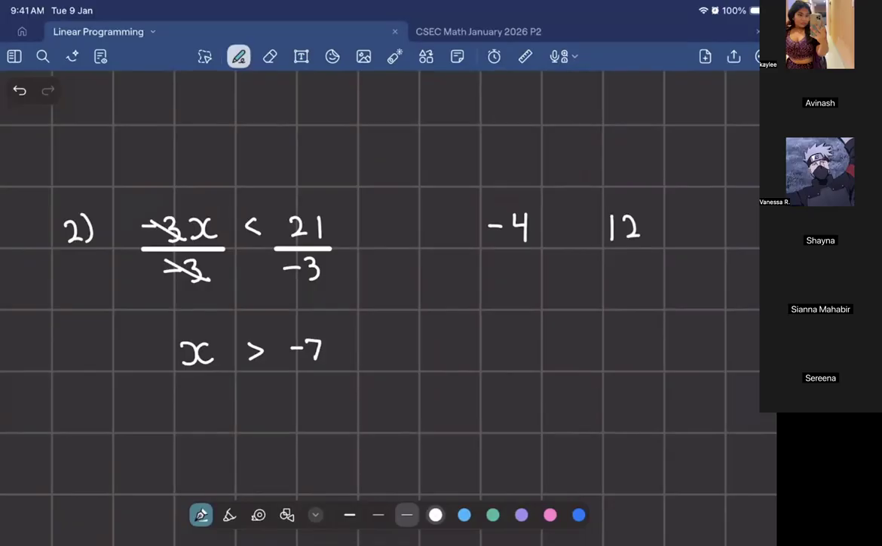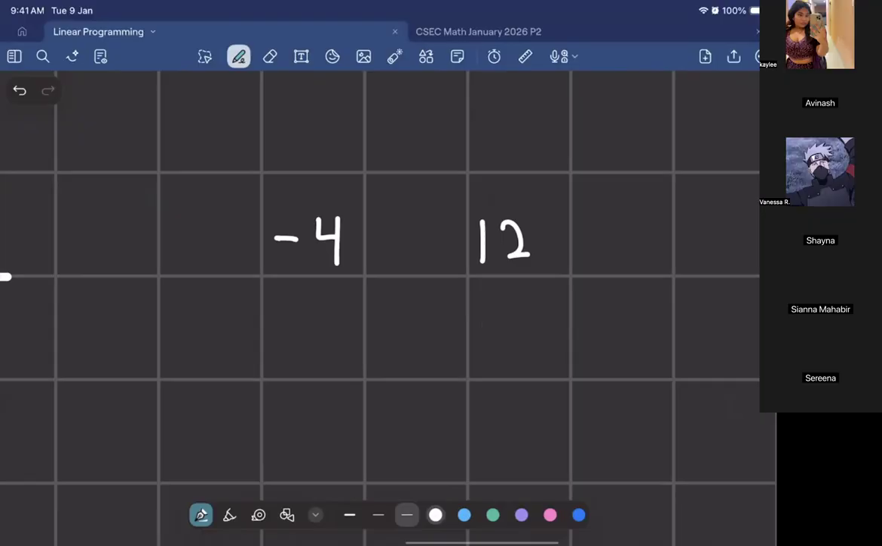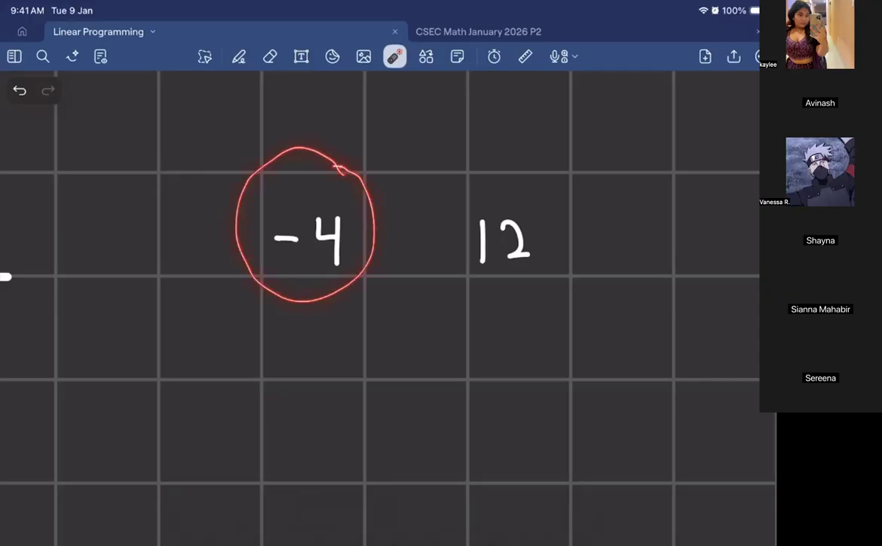Okay. To your knowledge, which one is bigger? Minus 4 or 12? Well, 12 is bigger. Okay. I want you to think of negatives as owing somebody money, right? So think of negative 4 as you have to owe somebody $4, and think of the 12 as you having $12 in your pocket.